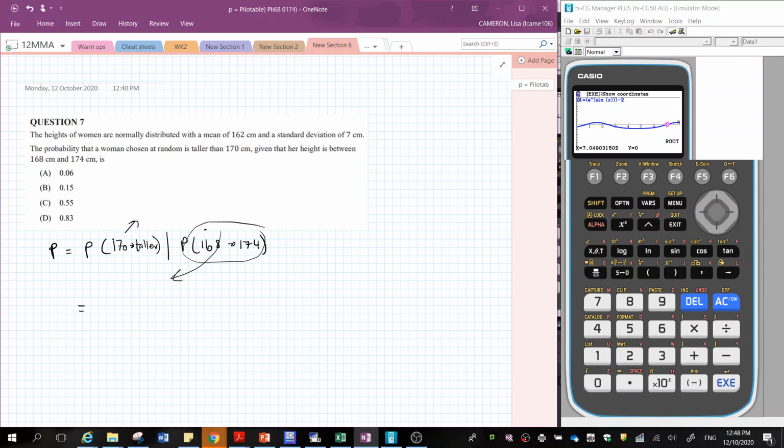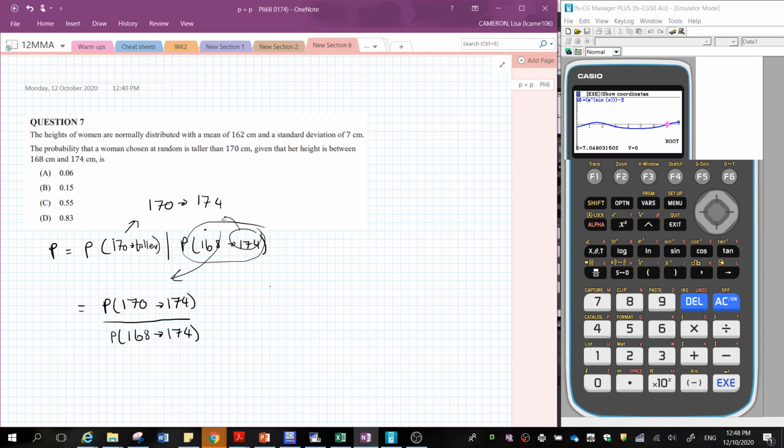So if I'm looking for 170 centimetres or taller, that means I'm looking for 170 all the way up to 174 because it's given that they're in that range. Okay, the 168, we don't care about those people, or the 169 people. We only care about 170 to 174. So now I'm looking for the probability that someone is between 170 to 174 centimetres tall, given that their height is between 168 all the way up to 174 centimetres.